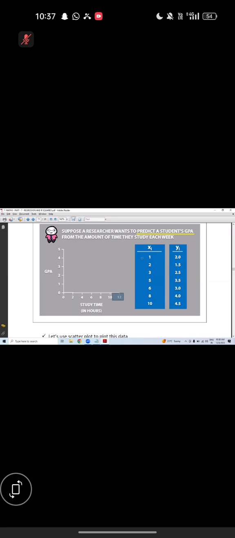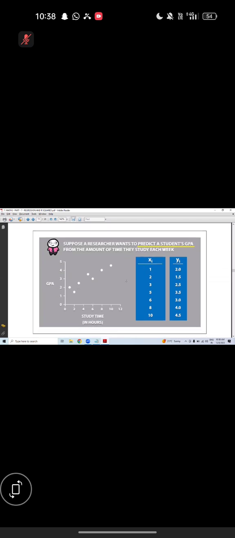Can you tell me 1, 2.0? 1 lies here and 2.0, I'm sure the data point lies here actually. 1, 2.0. This is the data point. The next one, 2, 1.5. On the x-axis 2, on the y-axis 1.5. Exactly this data point. Respectively 3, 2.5 and 5, 4.5. Just look at the diagram.